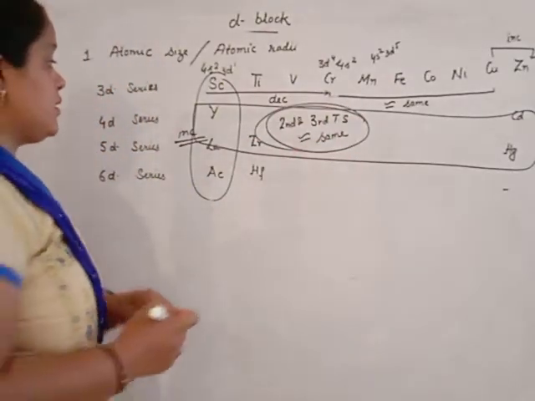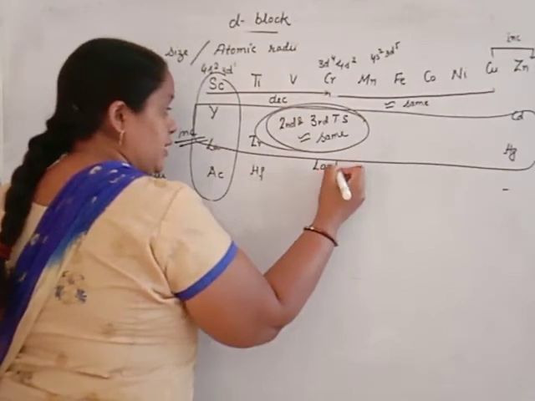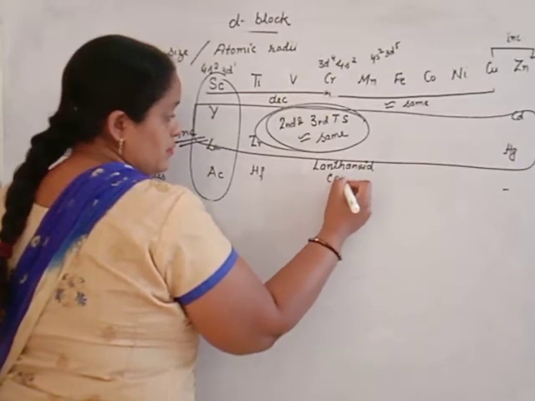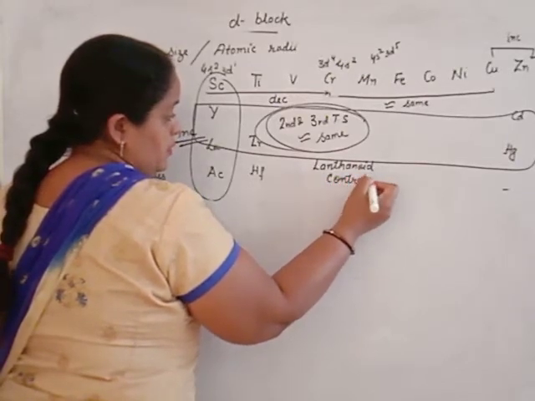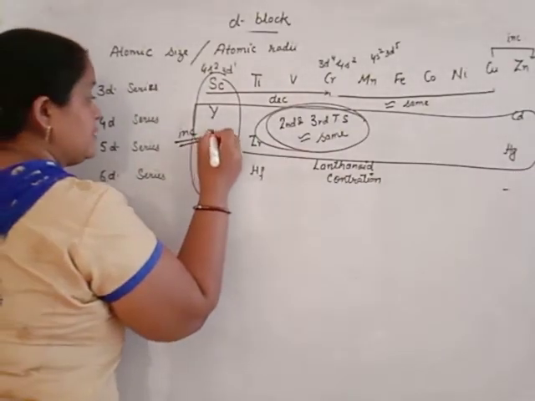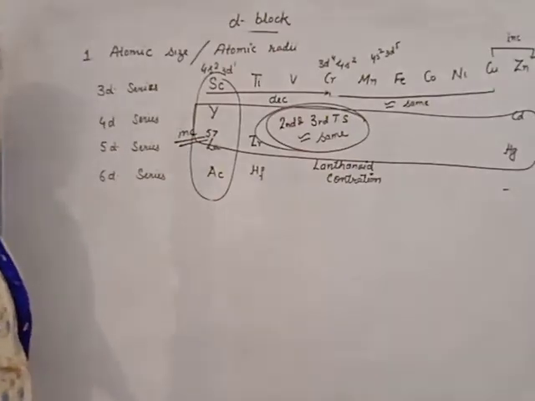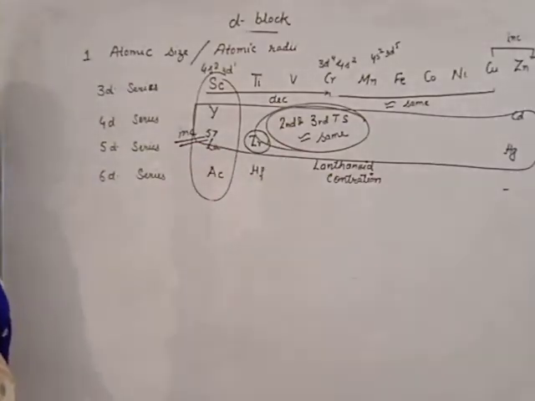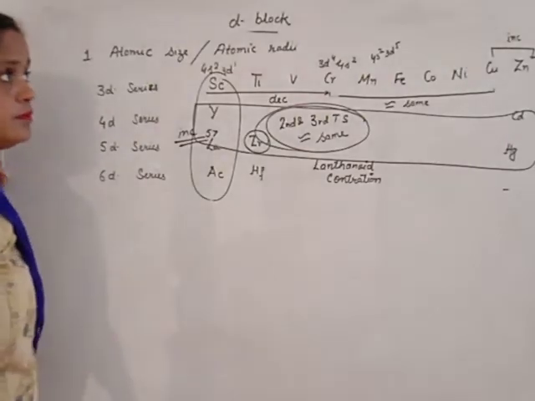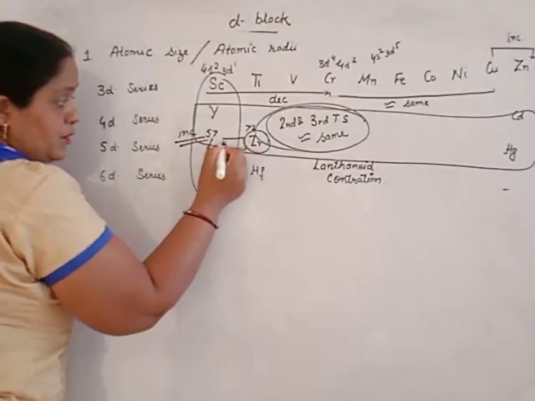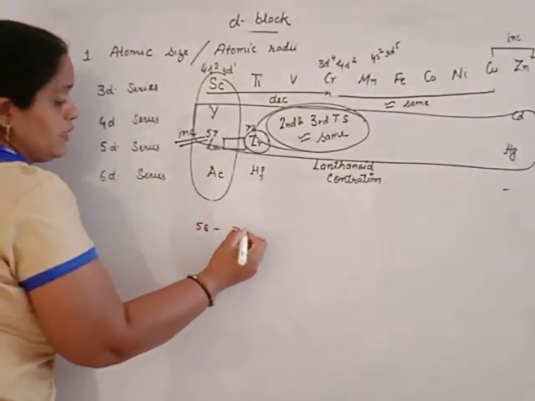Why? This is due to lanthanoid contraction. Beta, what is the atomic number of lanthanum? It is 57. Lanthanum is 57. And what is the atomic number of hafnium? What is the atomic number of hafnium? Beta, it is 72. What about the 14 elements from 58 to 71?